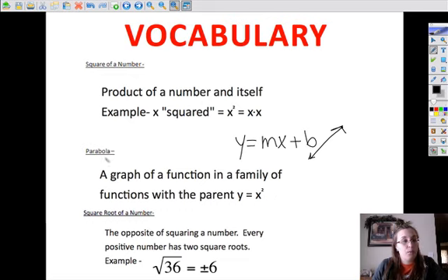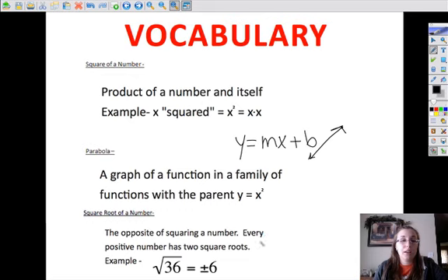And you're going to start seeing a lot more of these as we move further into algebra and advanced algebra. And then the last piece of information, or the last vocabulary, is the square root of a number. So the square root of a number is the opposite of taking a number squared.